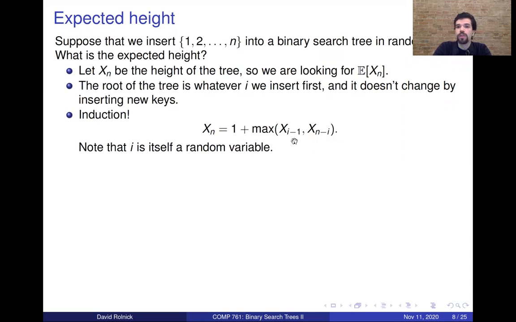Yeah, so this is a recursion expressing the height of the overall tree in terms of the height of the left subtree, which is everything less than I, and the right subtree, which is everything greater than I. Okay. So now, how do we solve this recursion?